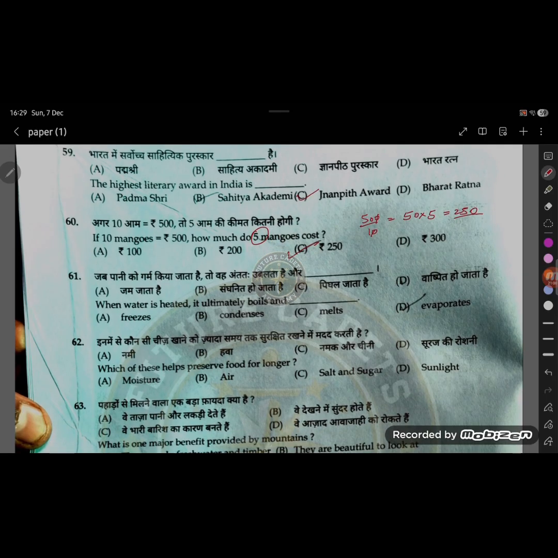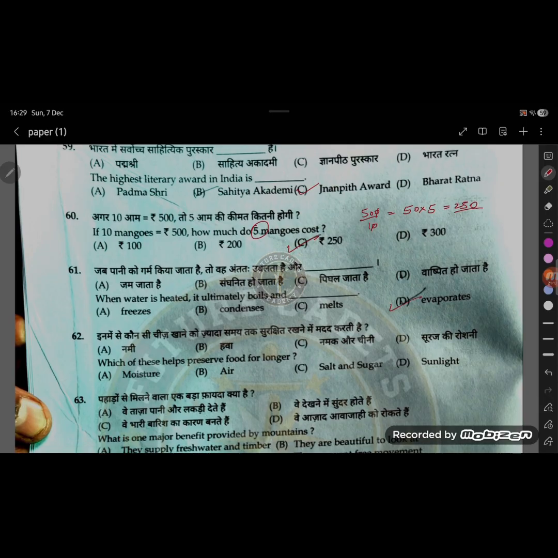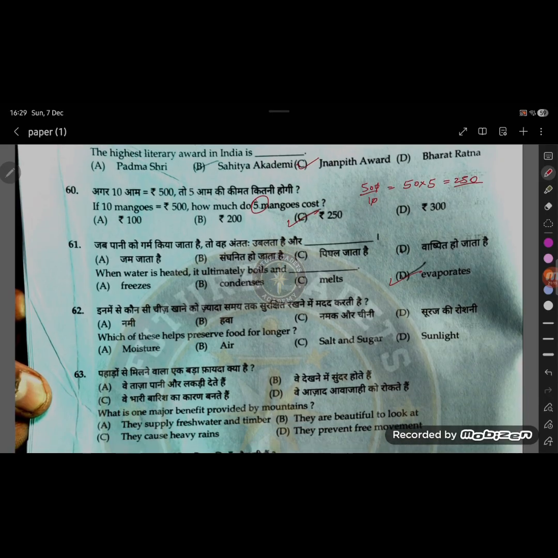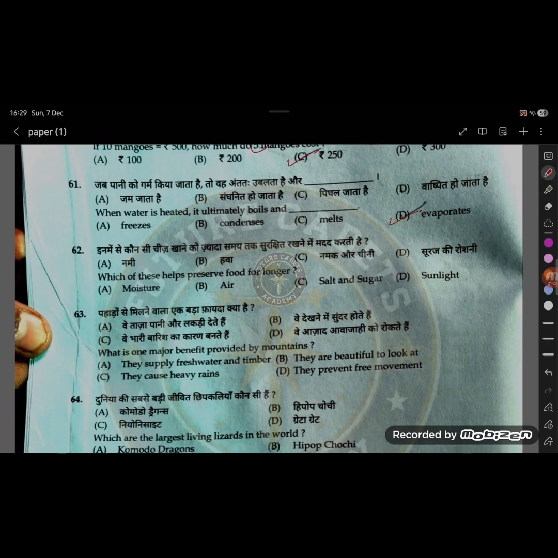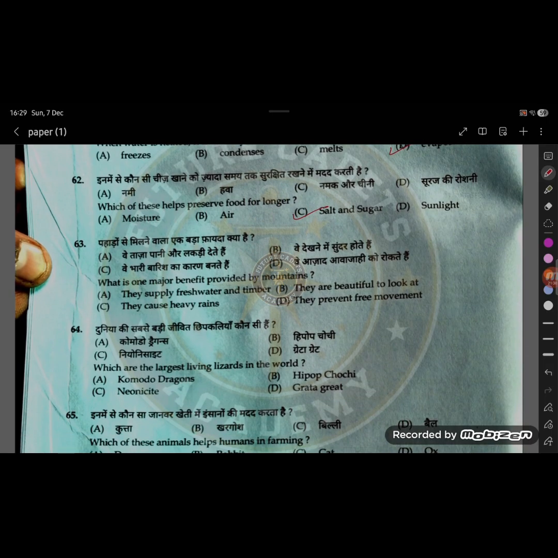Okay. Question number 61 says, when water is heated, it ultimately boils. And if something is boiling, it will evaporate, right? Evaporation is the answer. It will boil and evaporate. Question 62. Which of these helps preserve food for longer? It is C. Salt and sugar are preservatives. They act as preservatives. Question number 63.